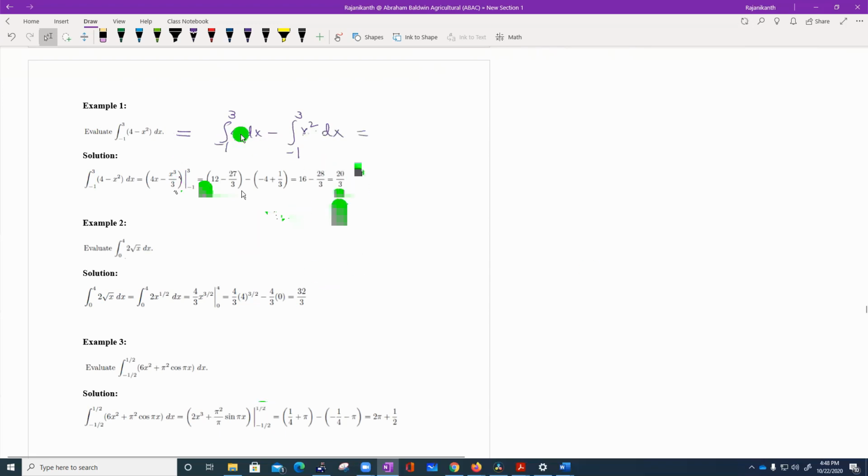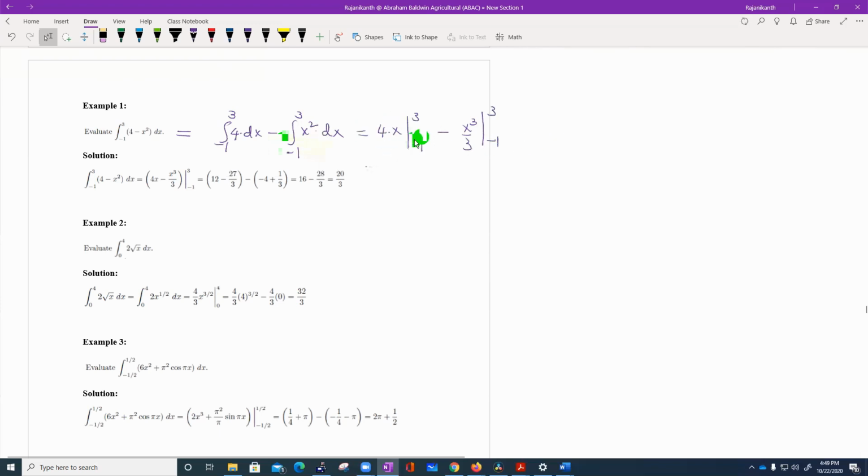Remember I told you last time, if you have a constant inside the integral, the antiderivative of the constant is that constant times the variable, now variable x. So that is the antiderivative of 4, right? 4x. Now plugging in the limits -1 to 3. Then I see the negative sign. Now find the antiderivative of x squared, which is x cubed over 3. Now plugging the upper bound and lower bound like this.